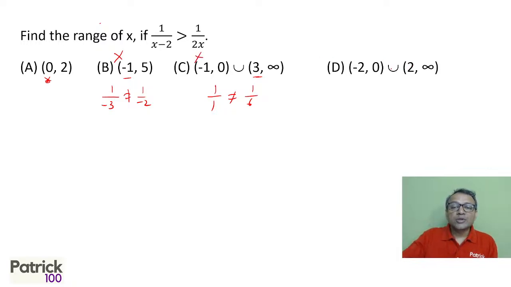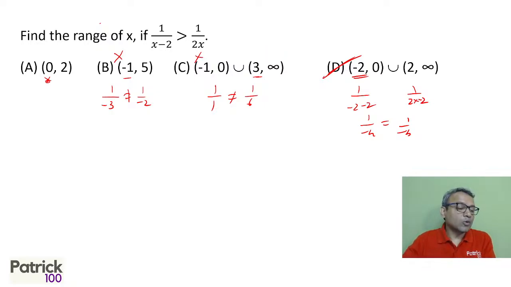Coming to option D, if I substitute minus 2, I get 1 upon minus 2 minus 2, and 1 upon 2 into minus 2. So 1 upon minus 4, 1 upon minus 4, equal on both sides. So minus 2 has to be in the answer. It's not in option A, so A can't be the answer. So D will be the answer. Minus 2 has to be in the answer because when you substitute minus 2, it becomes equal on both sides. And because it's equal on both sides, therefore the answer will be option D. That's one way. That's how you substitute the borderline and then go about it.